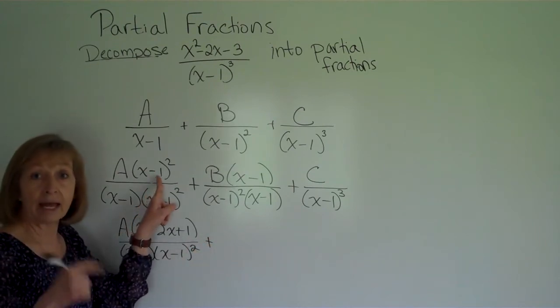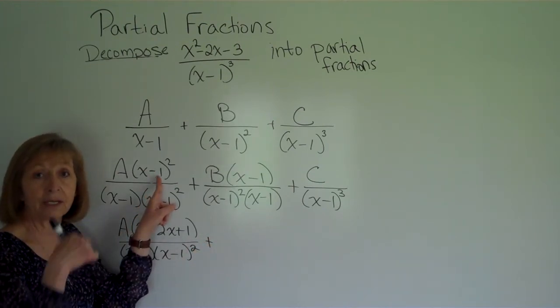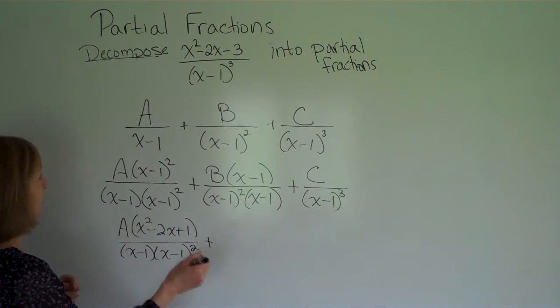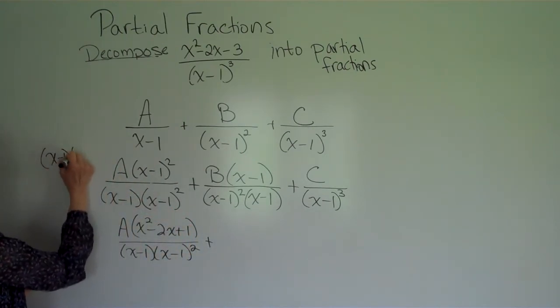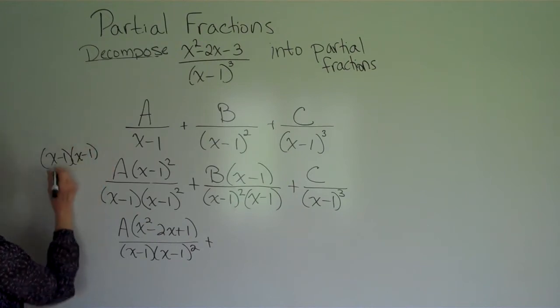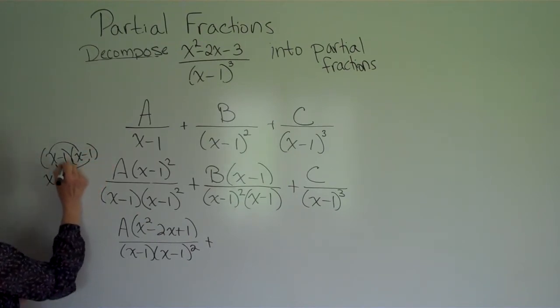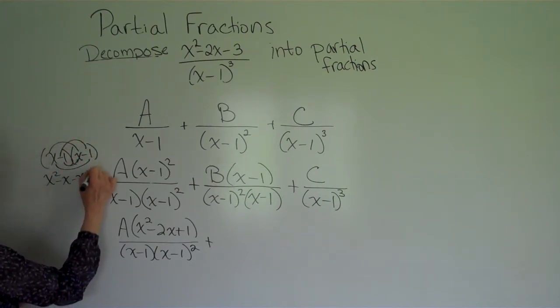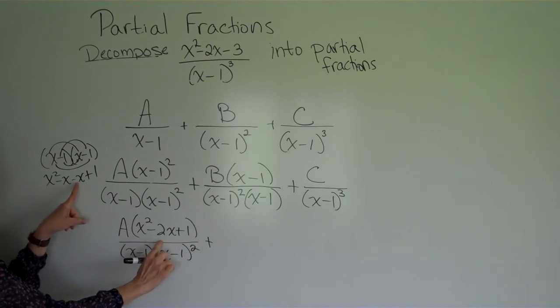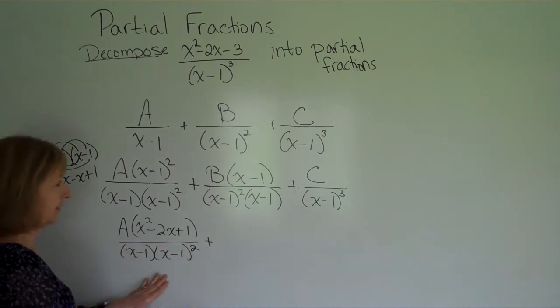So you have to say, go x minus 1 times x minus 1, and we can write this off to the side. So remember that's x minus 1 times x minus 1, which is x squared minus x minus x. Negative 1 times negative 1 is plus 1. So x squared minus 2x plus 1.